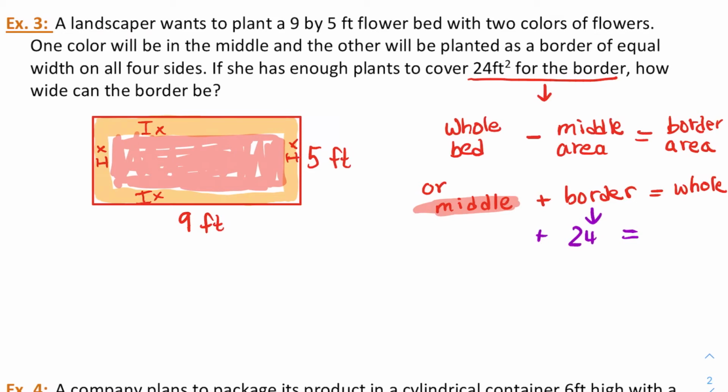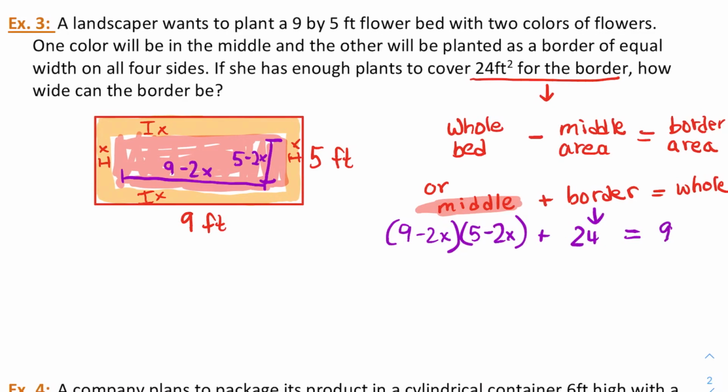The area of the middle, which is in red over there, we're going to have to think about our dimensions. So it's like 5 feet minus my border, which is x on either side, so 5 minus 2x, and then 9 minus 2x for my side lengths of my red rectangle. I'd multiply those together to get its area, and then the area of the whole flower bed, since it's 9 by 5, would just be 9 times 5. If I multiply some things together here, 45 minus 18x minus 10x plus 4x squared plus 24 equals 45.